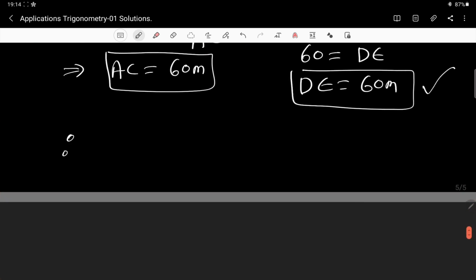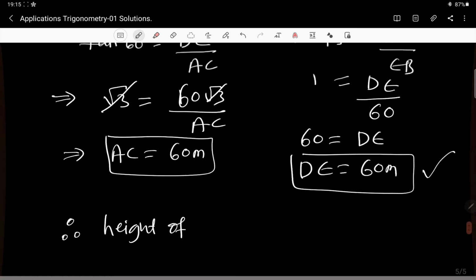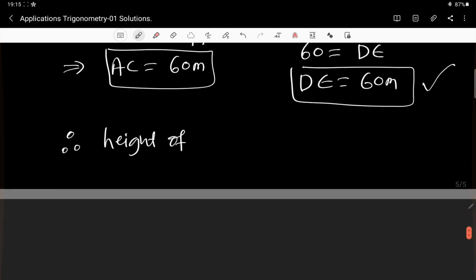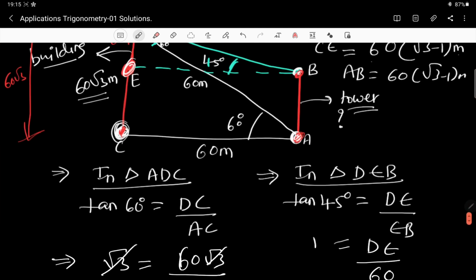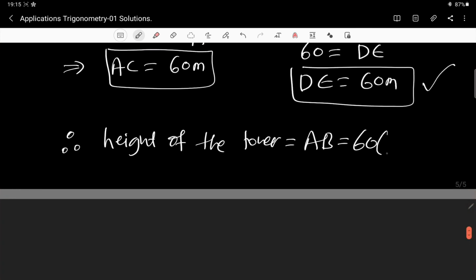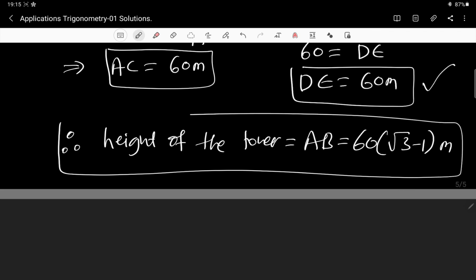So therefore we are going to write the height of the tower. Height of the tower or building, what is that? I think it is a tower, no? Height of the tower is equal to AB, which is equal to 60 bracket root 3 minus 1 meter. All right, so this is how you are supposed to solve the questions.